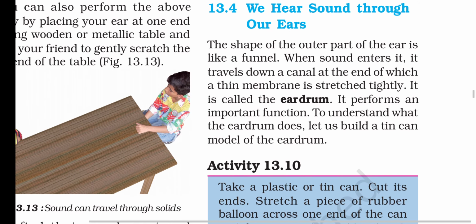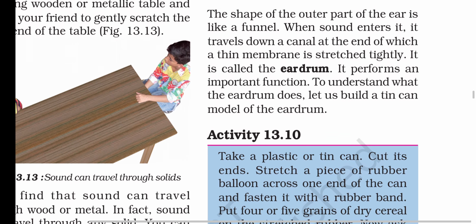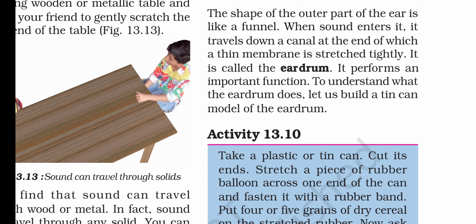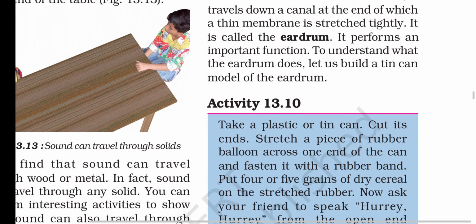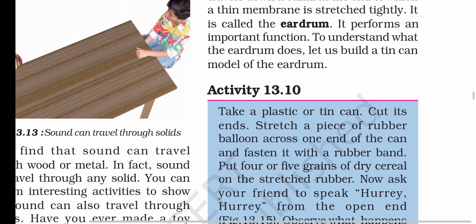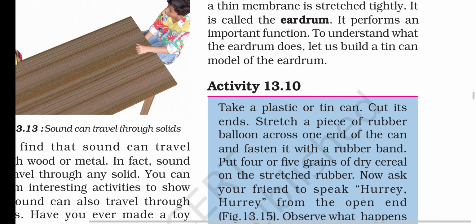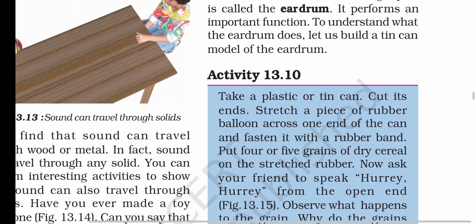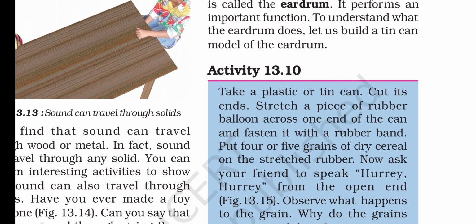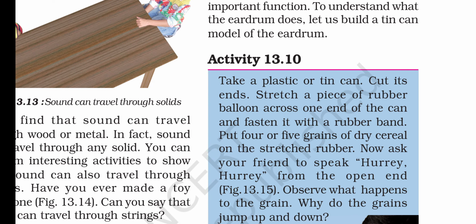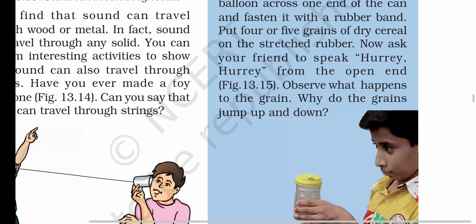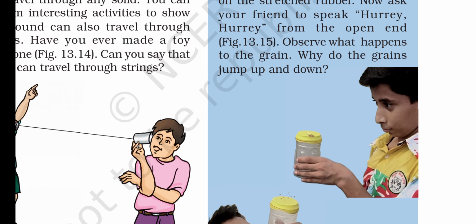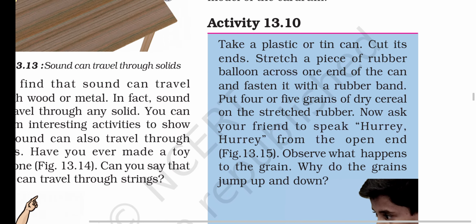Similarly, the next topic is how we hear sound through our ears. The shape of the outer part of the ear is like a funnel. When sound enters, it travels down a canal at the end of which a thin membrane is stretched tightly. It is called the eardrum. It performs an important function. To understand what the eardrum does, let us build a tin can model of the eardrum. See here, it has been done in activity 13.10.